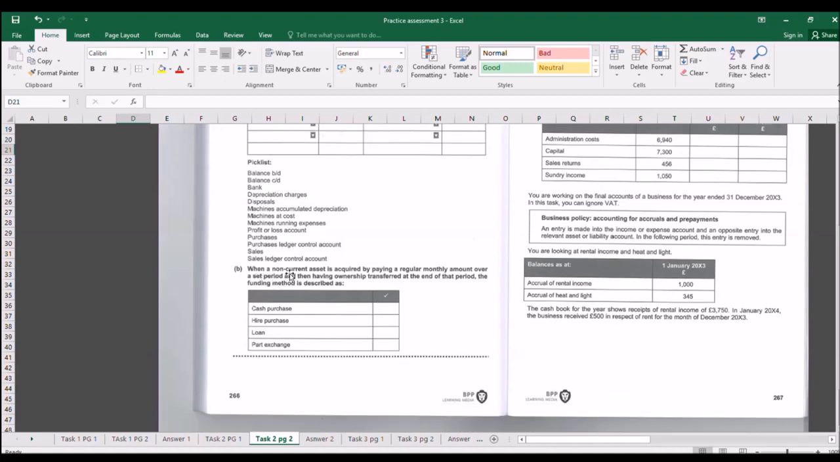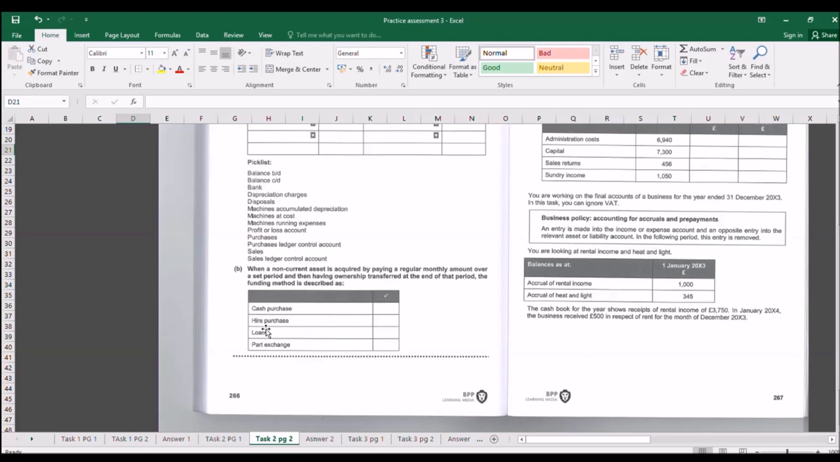Okay, B. When fixed assets or non-current assets are acquired by paying regular monthly amounts over a set period and then having ownership transferred at the end of that period, the funding method can be described as hire purchase. So this is an HP agreement. If it was a finance lease, it would be going back, and the legal form would be that the item would be going back at the end of it. So the transfer of title is not actually transferred, even though the substance of the transaction is really that we own it.